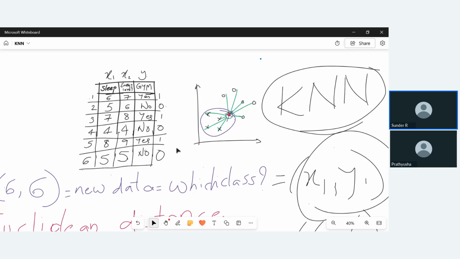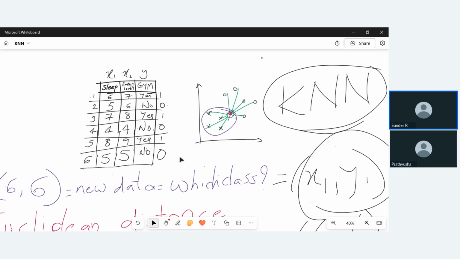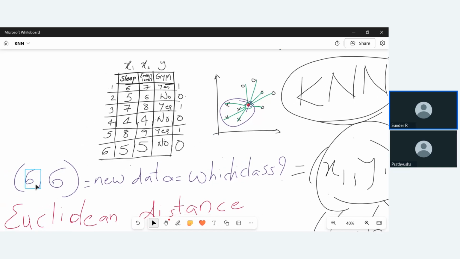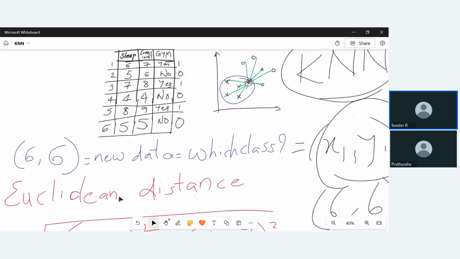Now, what if we have a new point, say 6 comma 6? 6 represents the sleep, and the other coordinate represents the energy level, right? This is the new data point, and now we want to find whether 6,6 comes under yes or no, that is 1 or 0. Is it clear? If you want to find that, we have to use the distance formula, right? So how we are going to do it is, let me zoom in.